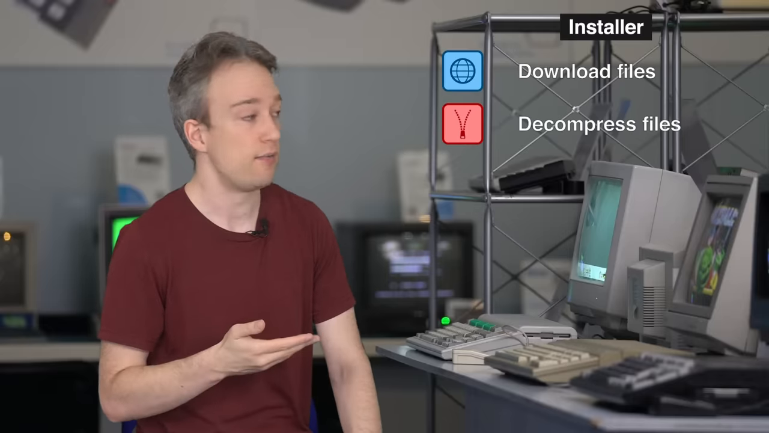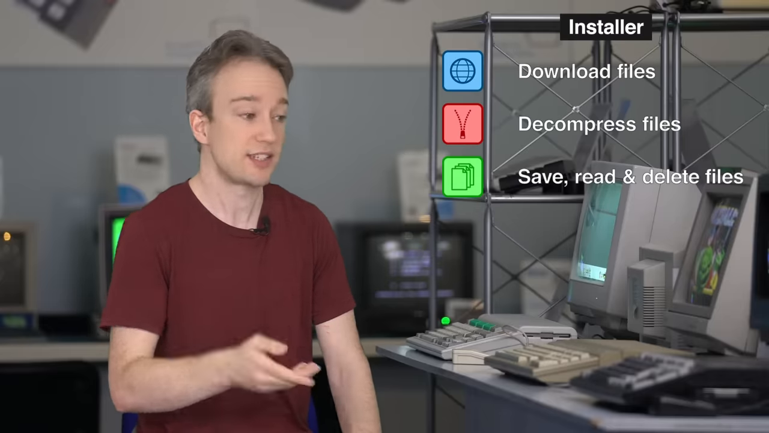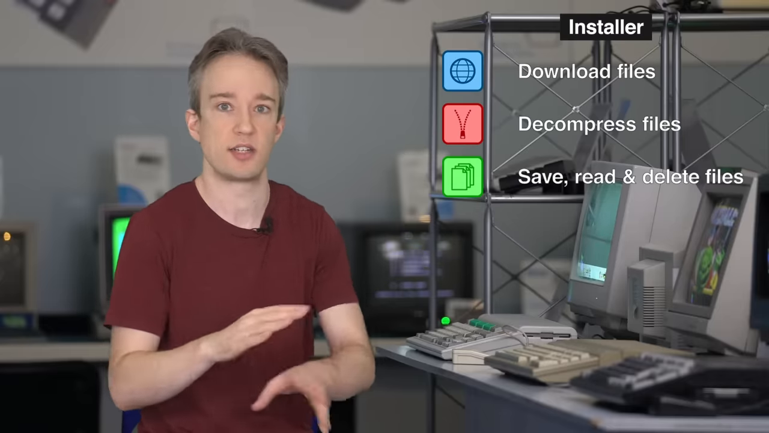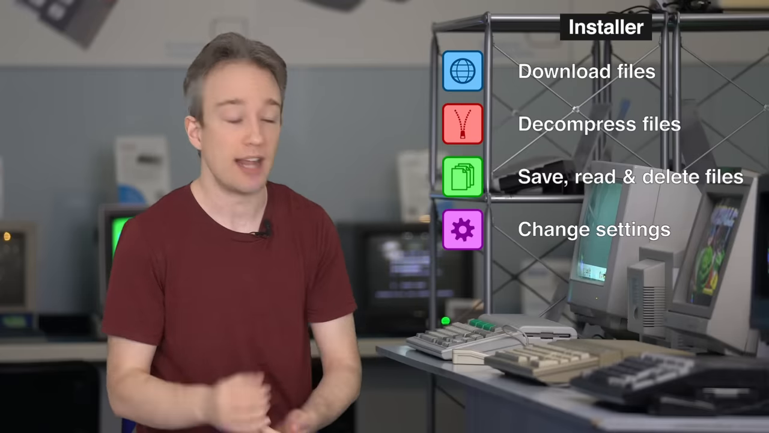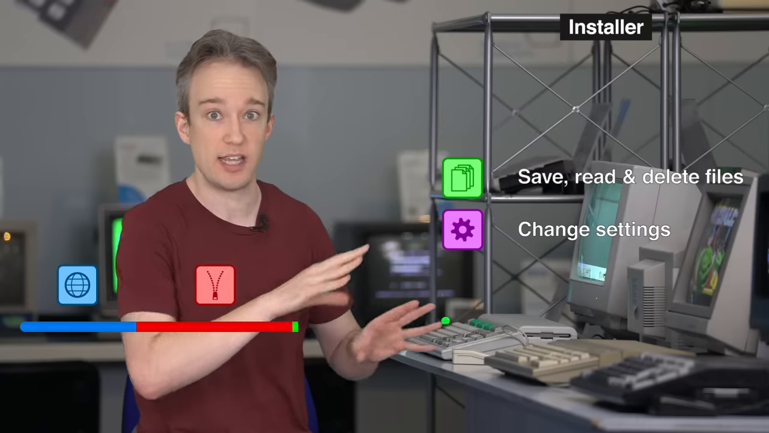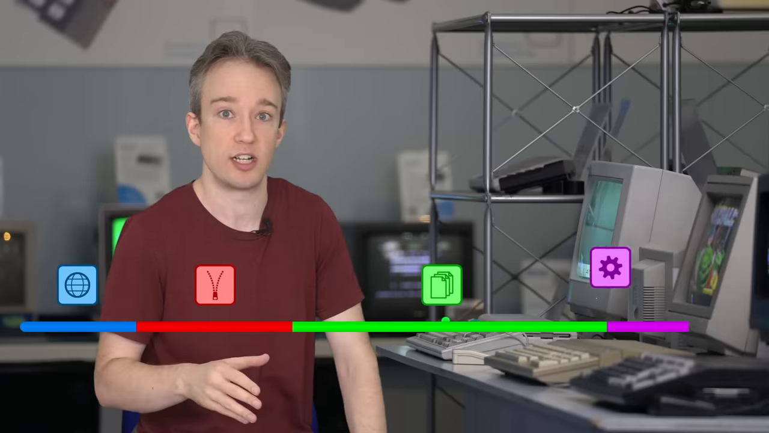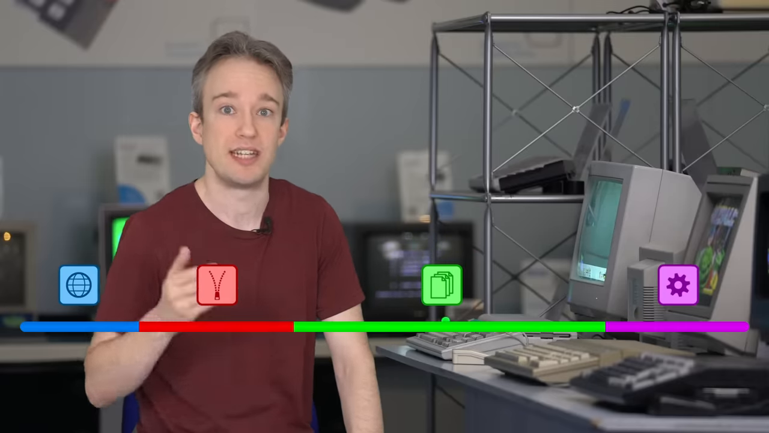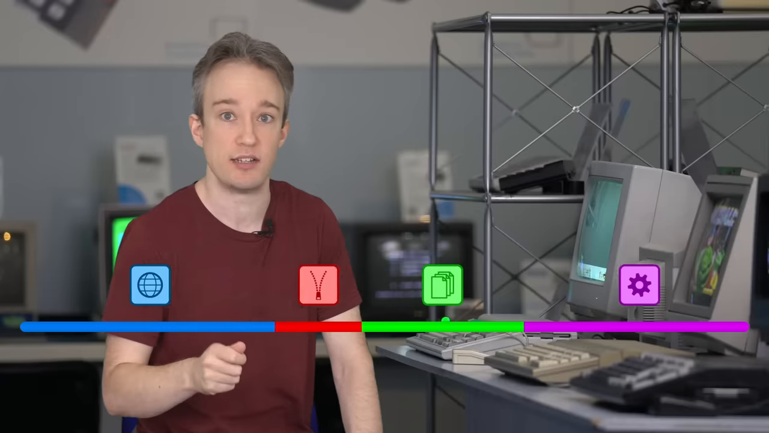But something like installing a program is a lot more complex and unpredictable. An installer might have to download files off the internet, then decompress those files, then save those files along with reading or deleting stuff that's already there, and maybe make some changes to system settings as well. Now, in theory, a programmer could work out roughly how long each of those processes will take and then bias the progress bar accordingly, but each one of those steps will take different amounts of time on different machines.